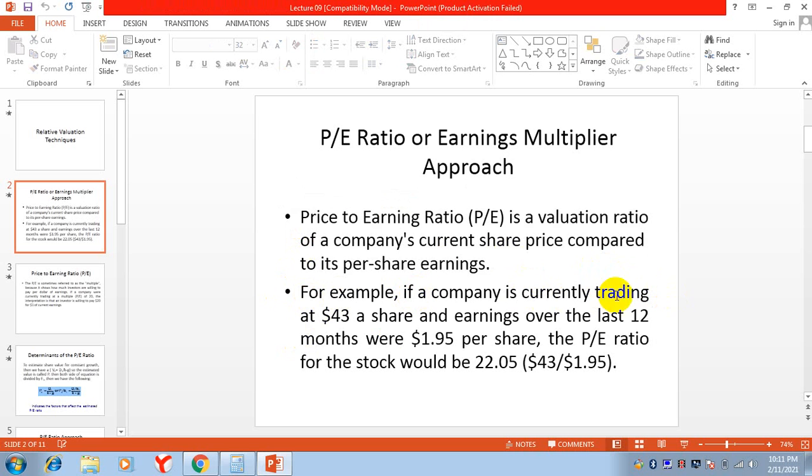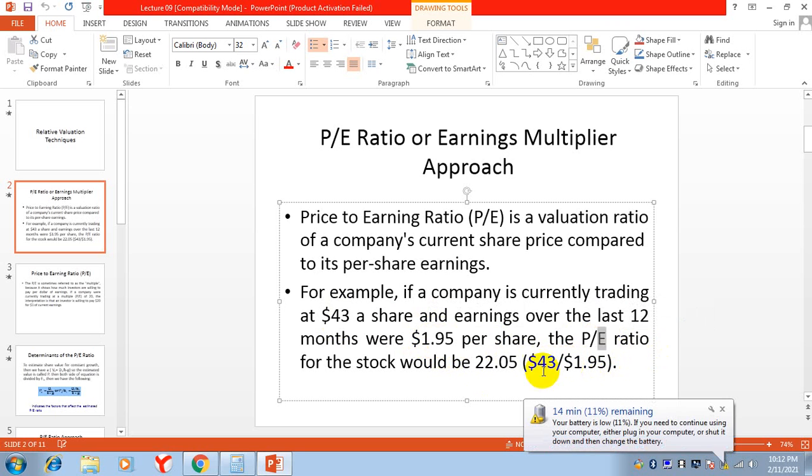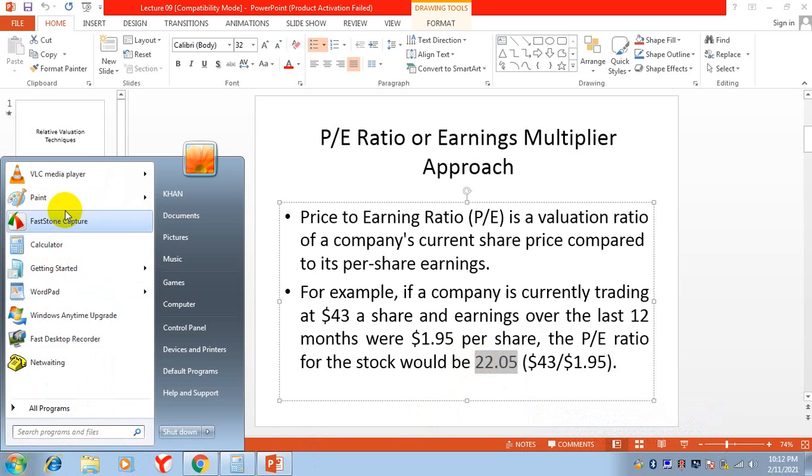For example, if a company is currently trading at $43 a share, what is the share price? $43. And earning over the last 12 months was 1.95 per share. 43 is the price and 1.95 is the earning. So 43 divided by 1.95. So we are getting 22.05.